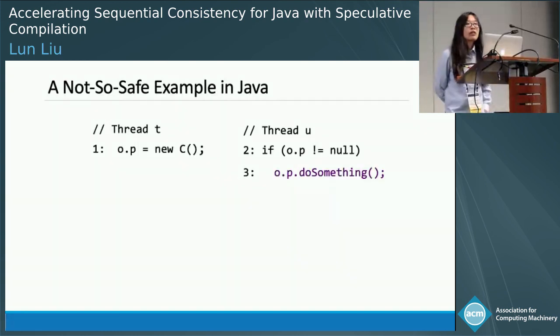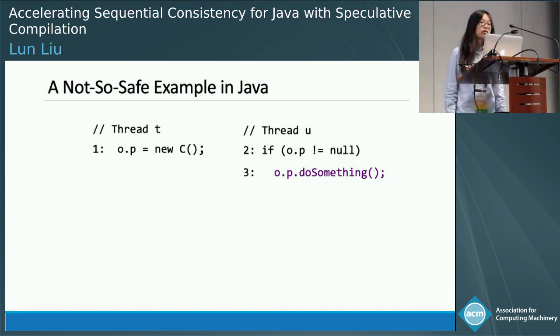So we all know Java is a safe language. It is memory safe and it is type safe. However, there are also examples in Java that are not so safe. Our example here is quite similar to the example just shown by the previous speaker. Here we have two threads. One thread is producing an object. Another thread is trying to consume that object by calling a method on that object.